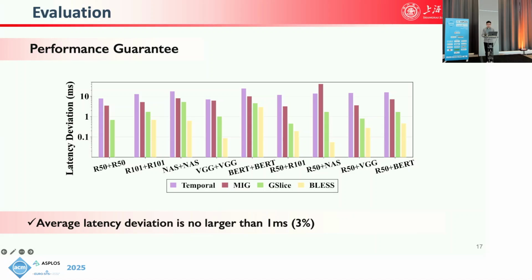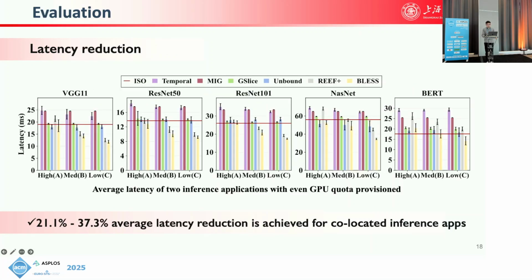Compared with state-of-the-art GPU sharing systems, the average latency deviation for co-located applications is no larger than 1 millisecond when measured against the isolated latency target. This offset represents only 3% of the request's end-to-end latency, demonstrating the precision and efficiency of our system. The average latency of co-located inference applications is reduced by up to 37%, thanks to our system's ability to eliminate GPU bubbles and schedule kernels in a more efficient manner.